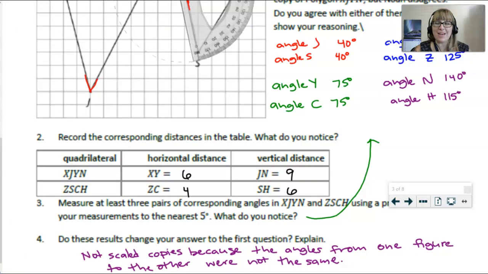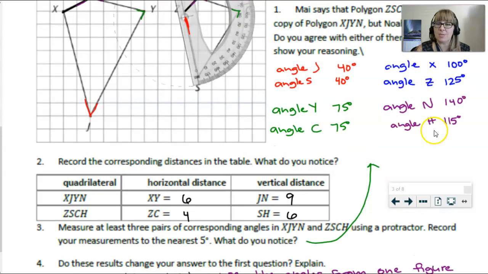All right, again, we're back from measuring all of those angles. I'm not going to walk you through the steps of measuring each of those angles. It's something that we practiced, and so I'm hoping that you're okay to do that, but do compare your answers against mine. XY, the distance is 6. ZC, the distance is 4. JN, the distance is 9, and SH, the distance is 6. And then all of those measurements, I went ahead and I wrote them all right here.